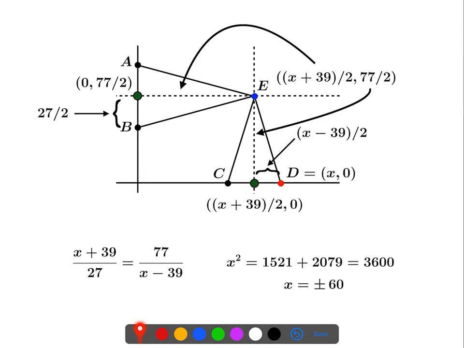The problem said there were two answers. We got two. Sort of see, well, this makes sense. This might be 60. It's possible. Where would the minus 60 be coming from? That would be way over on the other side someplace.